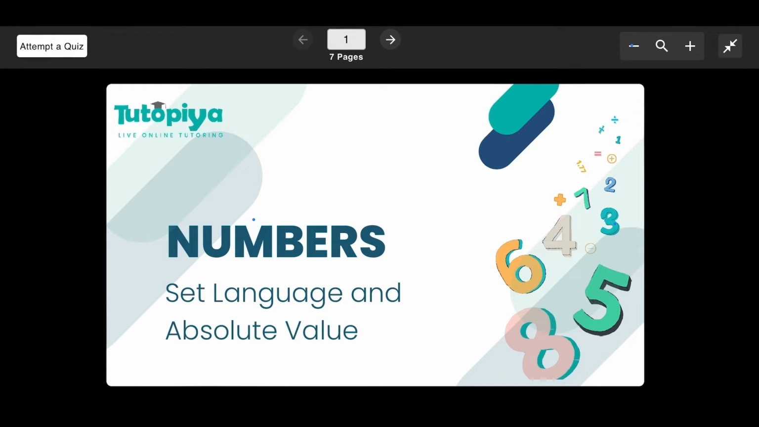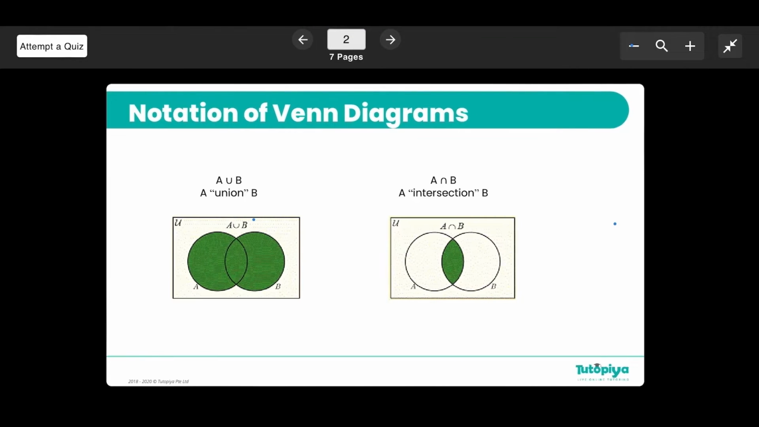Hello everyone, today we're focusing on the topic of number and the subtopic set language and absolute value under Cambridge IGCSE Mathematics. So we're starting off with the notation of Venn diagrams. When you use Venn diagrams and set notation in general, you have to be very familiar with the following symbols. So we're going to go through one by one.